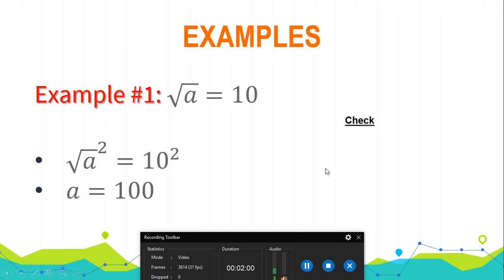If I check this, I'm going to sub it back into the original function. So we're going to plug in 100. And normally we would have a positive and negative root, so positive and negative 10. But we learned yesterday that when we graph square root radical equations, we only acknowledge the positive root, and we're going to do the same when we solve them algebraically.